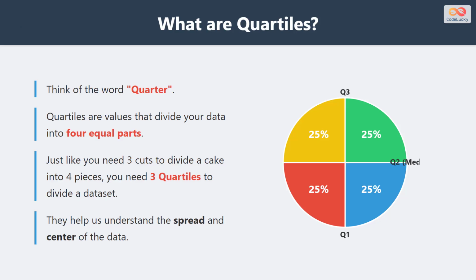To understand quartiles, think of the word quarter. Quartiles are specific values that split a dataset into 4 equal sections. Just like you need 3 cuts to slice a cake into 4 equal pieces, statistical quartiles use 3 points to divide your data.